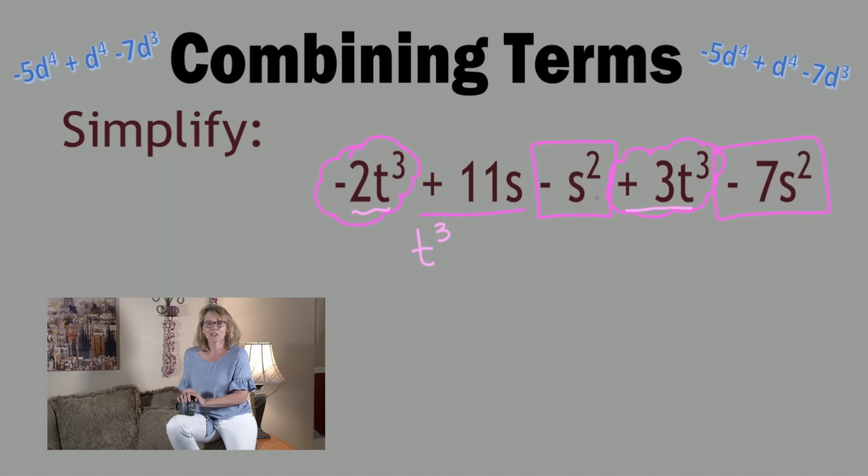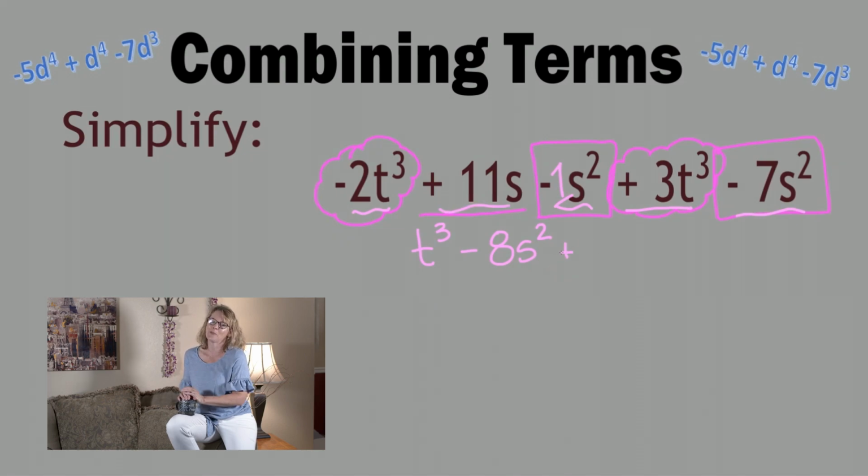The boxed like terms are negative s squared and negative 7s squared. The first negative s squared has an invisible 1 like this. Plus negative 7 makes it more negative for negative 8. Add the s squared on the end for negative 8s squared.